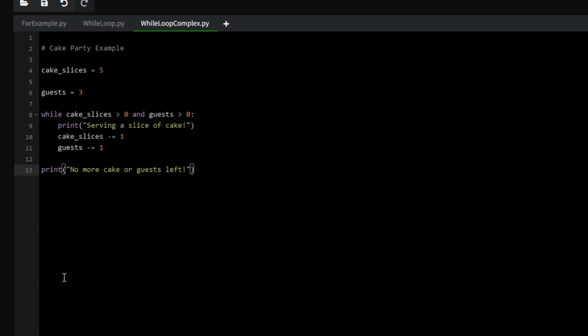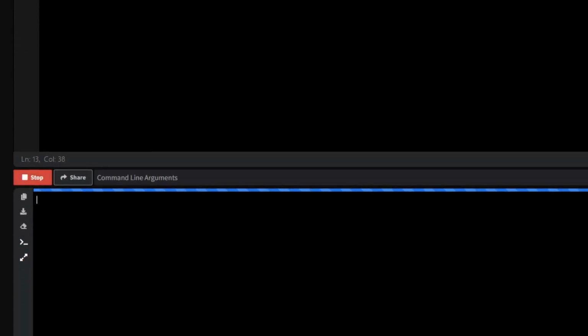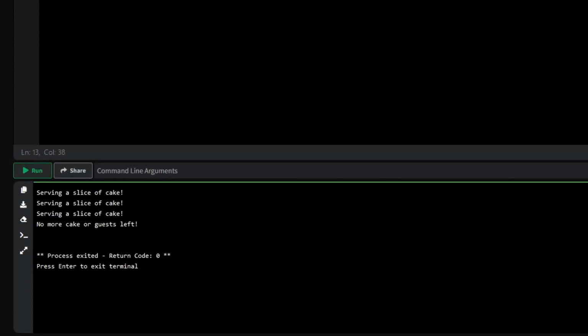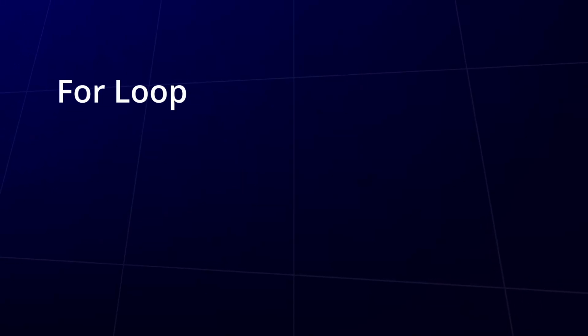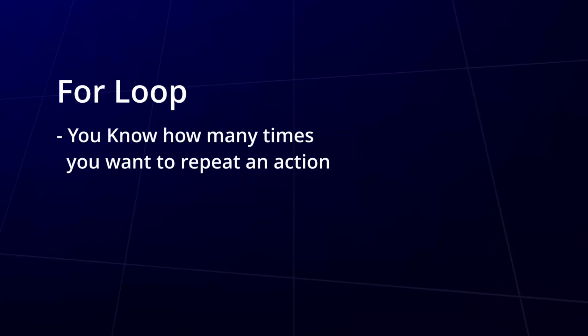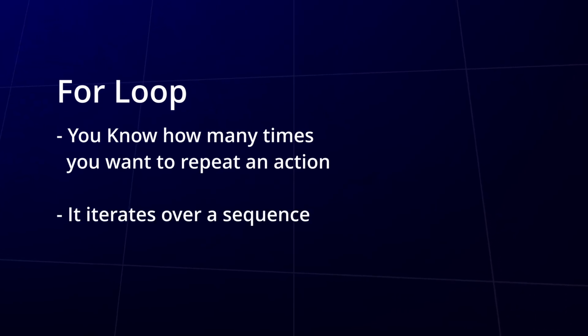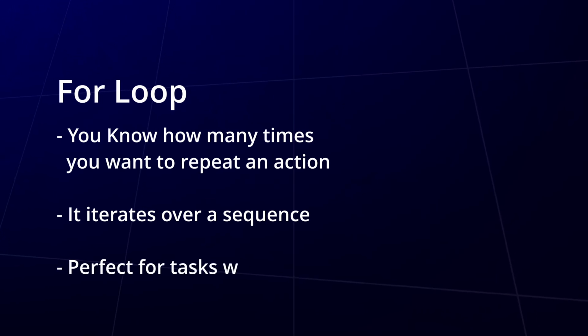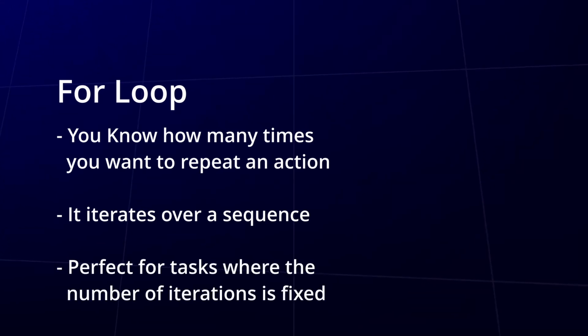Can you see the similarities between conditional statements and while loops? They both guide the flow of the program based on a condition being true or false. Now that we've seen both while loops and for loops, let's compare the two. A for loop is typically used when you know in advance how many times you want to repeat an action. It iterates over a sequence like a range of numbers, a list, which is another data type we'll explore later, or a string. For loops are perfect for tasks where the number of iterations is fixed.